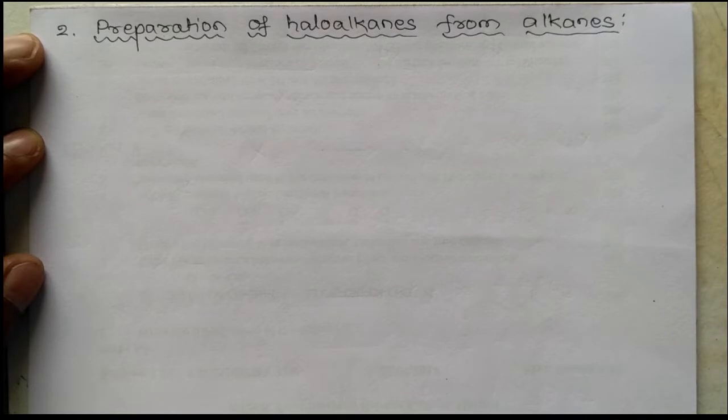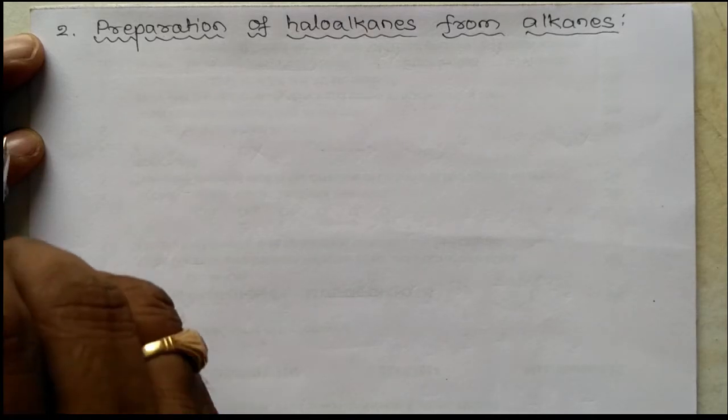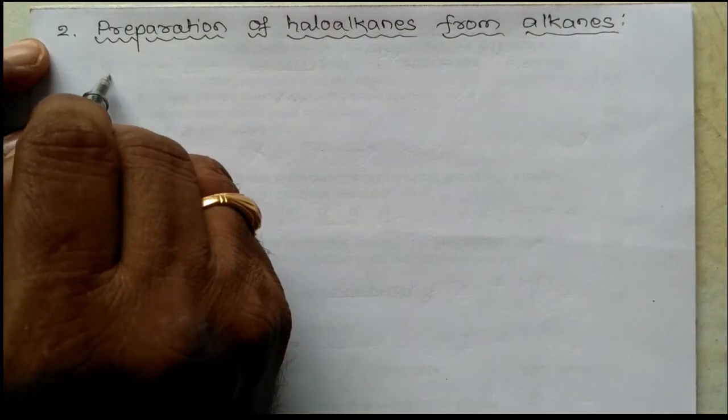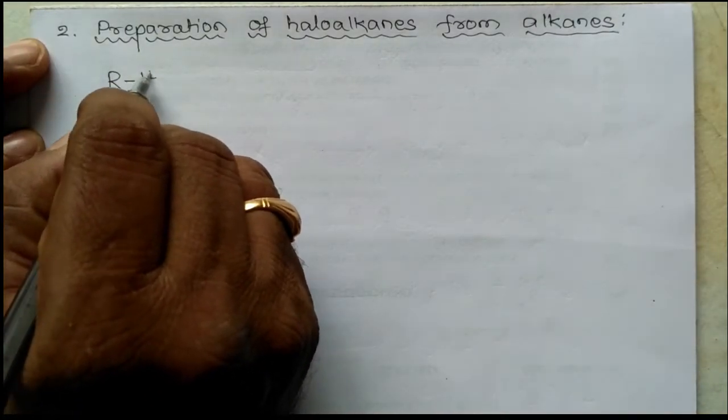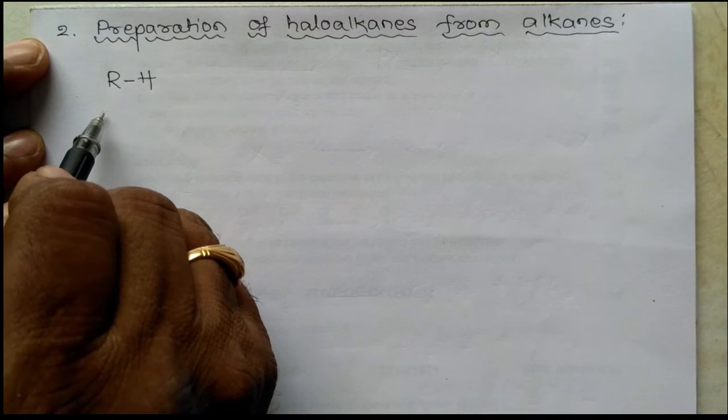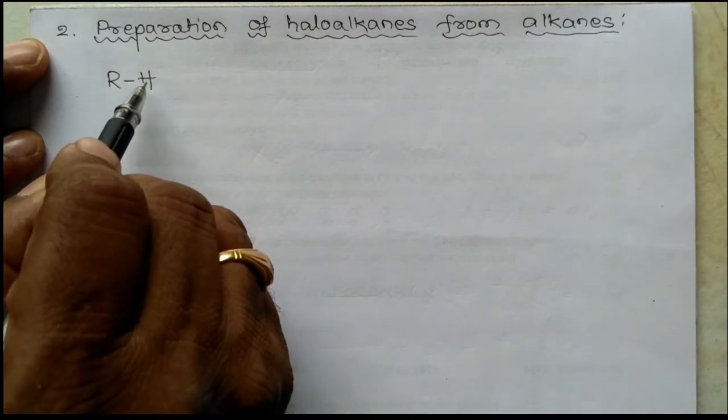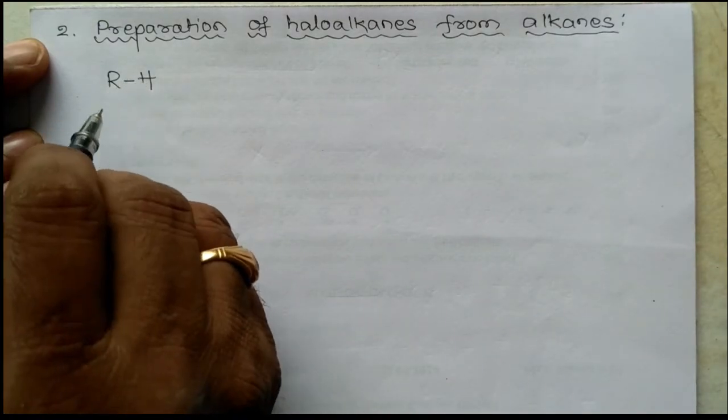Next, first we have discussed how we can prepare haloalkane starting from alcohol. Second is preparation of haloalkane starting from alkanes. Alkanes react with halogen in the presence of sunlight or heat to give haloalkane. Here I will write alkane in general as RH. RH stands for alkane. Purposely I have written H because it is going to be substituted.